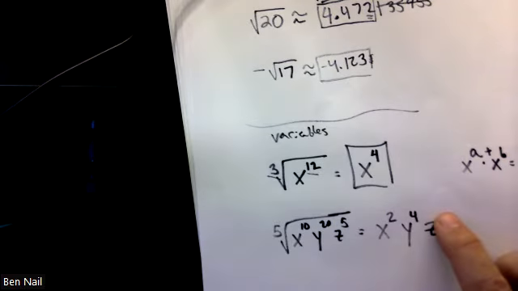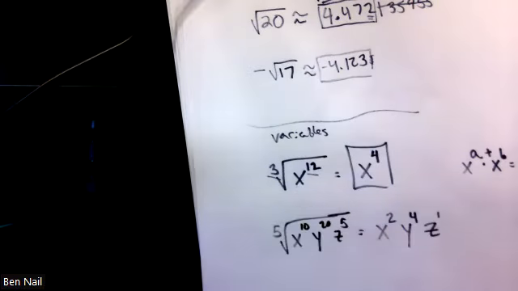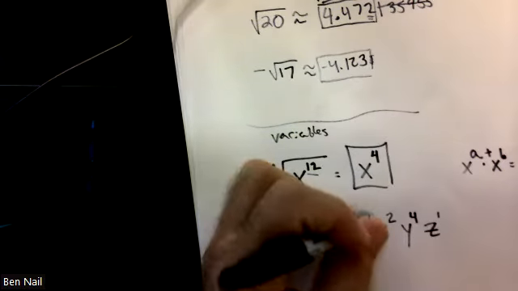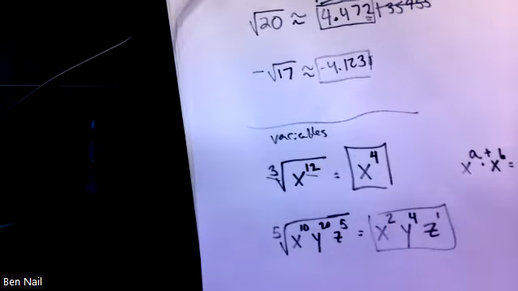Now, again, you don't have to write the first power. Any number or any variable by itself is assumed to be to the first power. Now, you can put that 1 there. That's fine, but it's also not necessary.